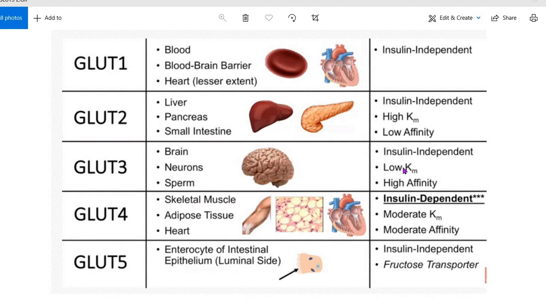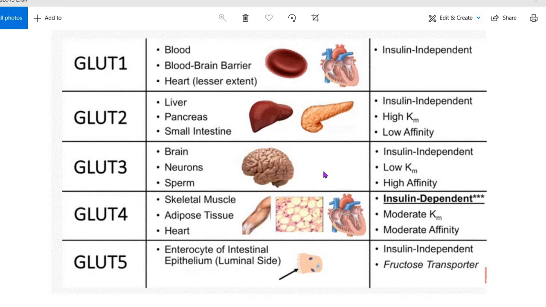If you check here, you'll notice that you have low Km. The implication is that if you have low Km, it means that you have high affinity. GLUT3 has high affinity for glucose. And that also makes sense because the brain always gets its glucose, whether it's in high amount or in low amount. So as long as there is glucose, the brain gets to access glucose.